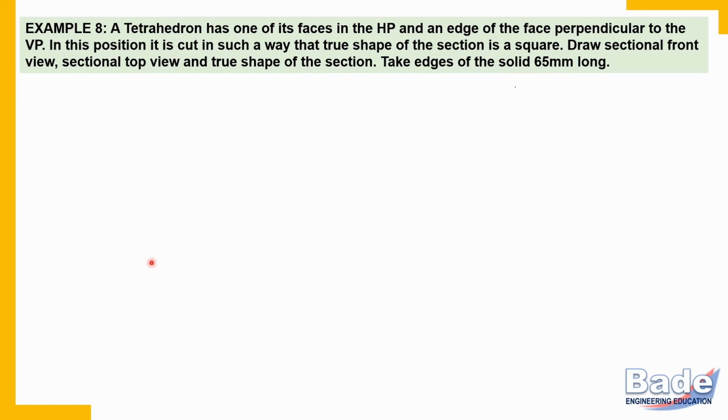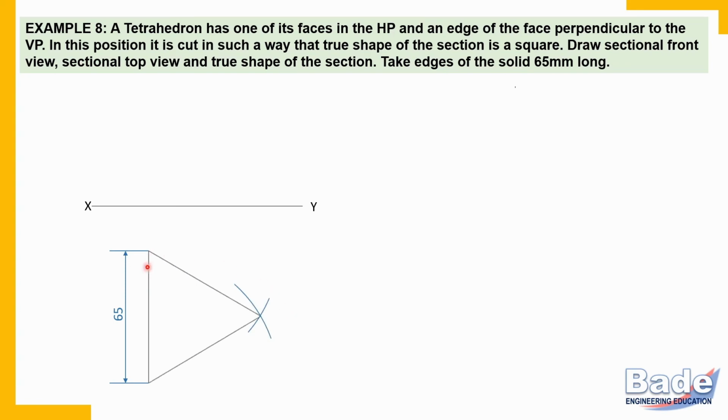Let's proceed. So here is the XY line. This is that one edge of the base which is perpendicular to the VP. Here we are drawing the top view. The top view gives details with respect to the VP, and that is why in the top view one edge is perpendicular to the XY line. It means that edge is perpendicular to the VP. Now complete the true shape of the base. So as usual, an equilateral triangle of side 65 millimeters. This is the true shape of the base. Label all corners of the base A, B, C.